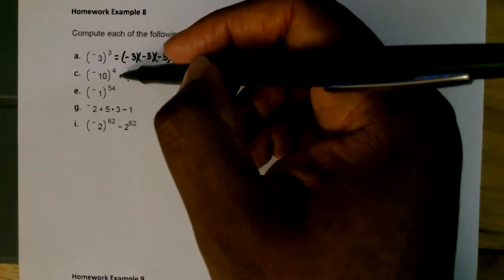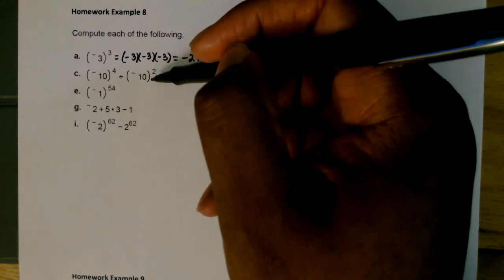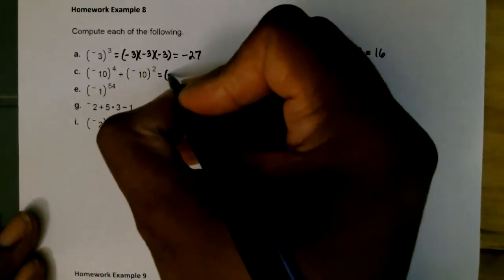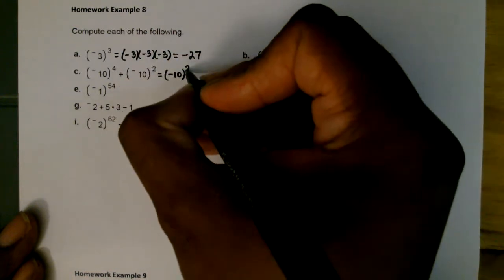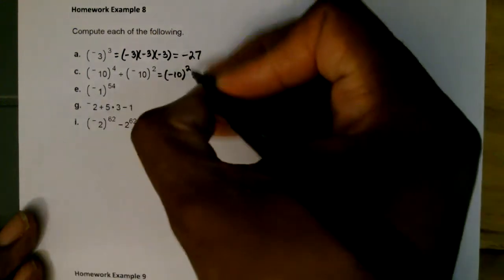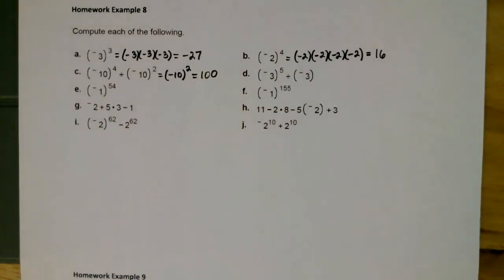All right, now part C, we got negative 10 raised to the 4th divided by negative 10 raised to the 2nd. We're going to use one of those properties of exponents where we're dividing powers of the same base. So I'm going to bring over the base, which is negative 10, subtract the exponents. 4 minus 2 would be 2. And then I can simplify that. Negative 10 squared would be negative 10 times negative 10, which would be 100. And that's the final answer.